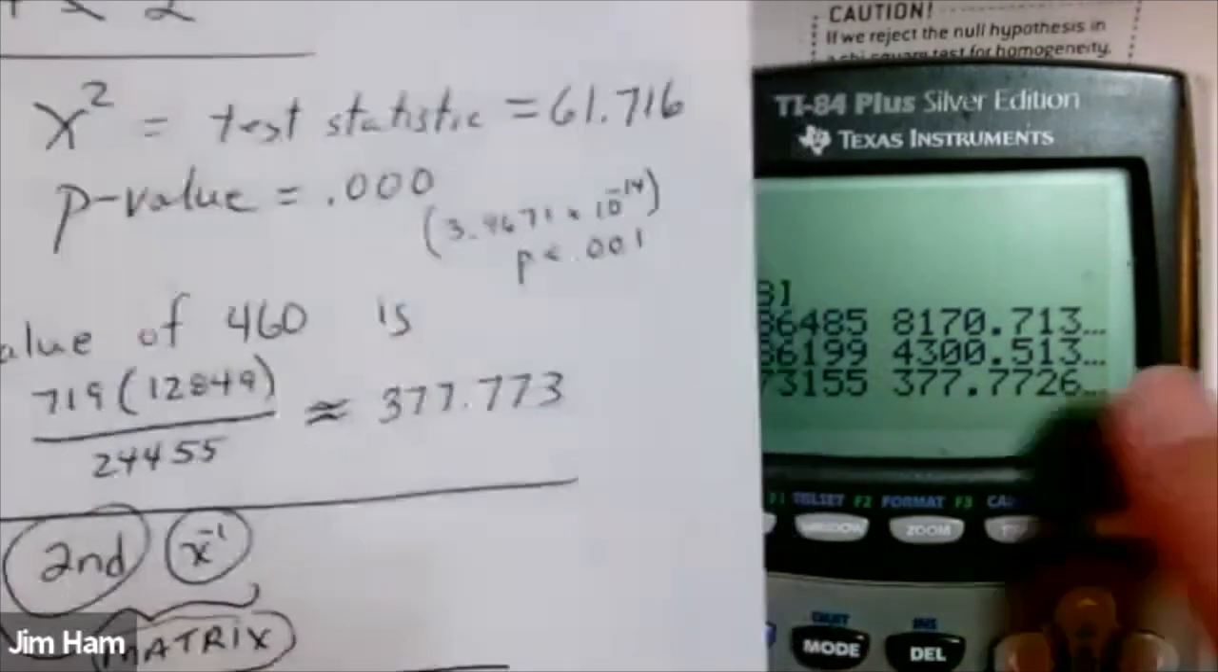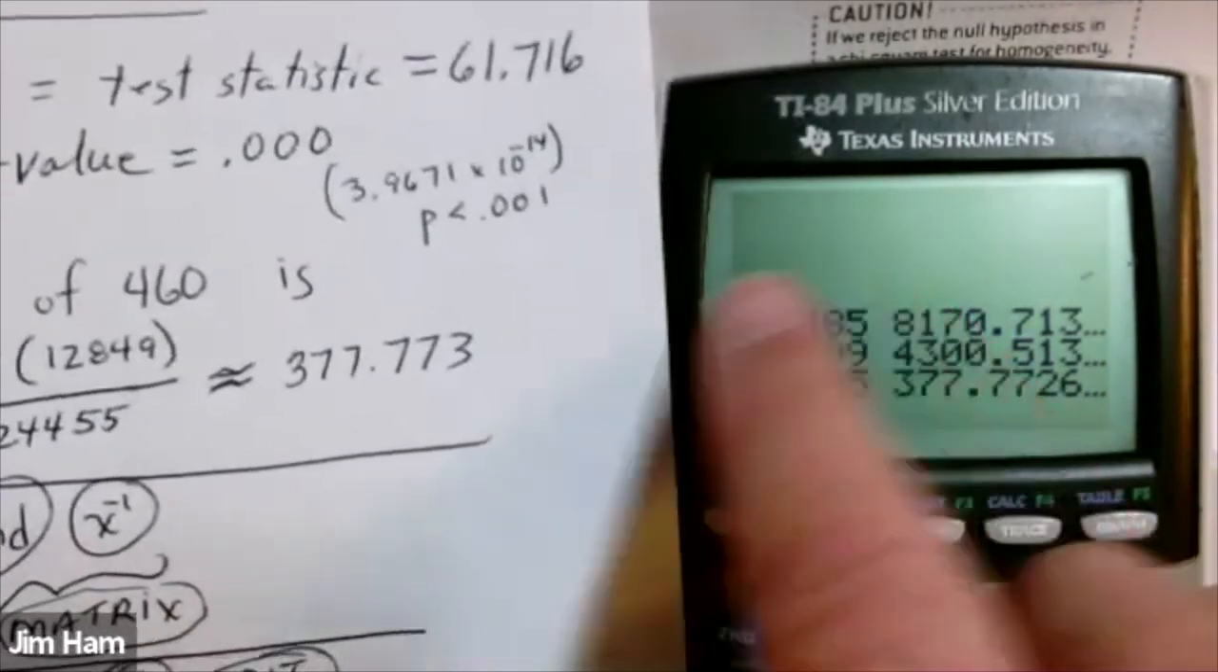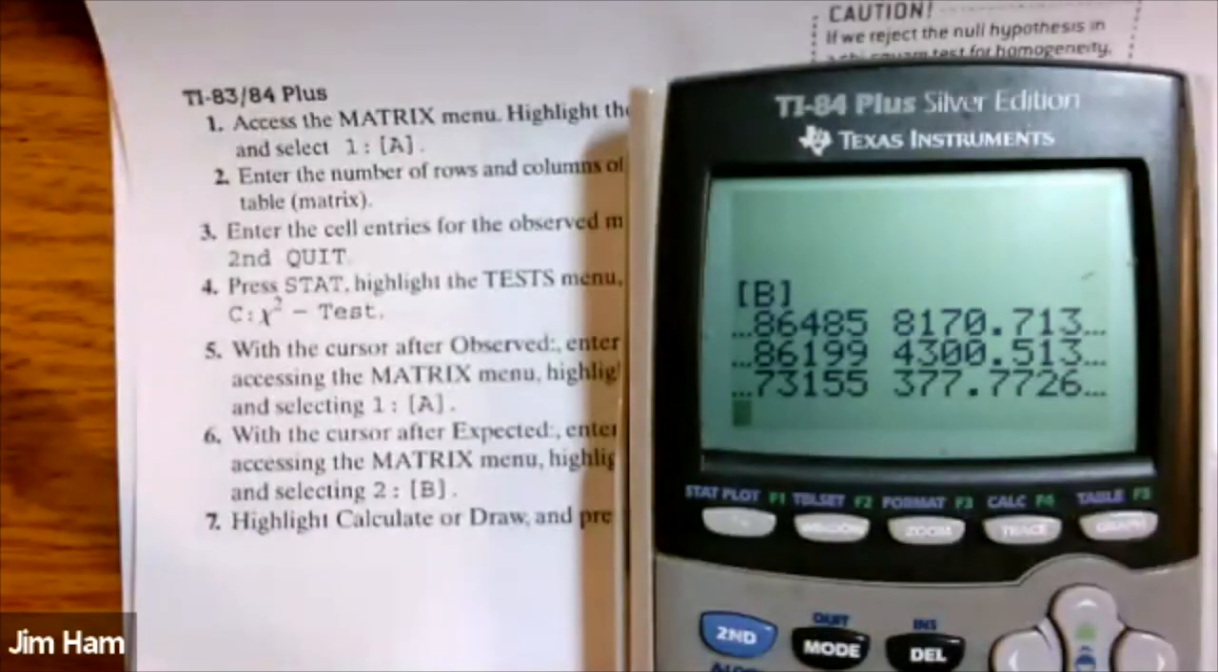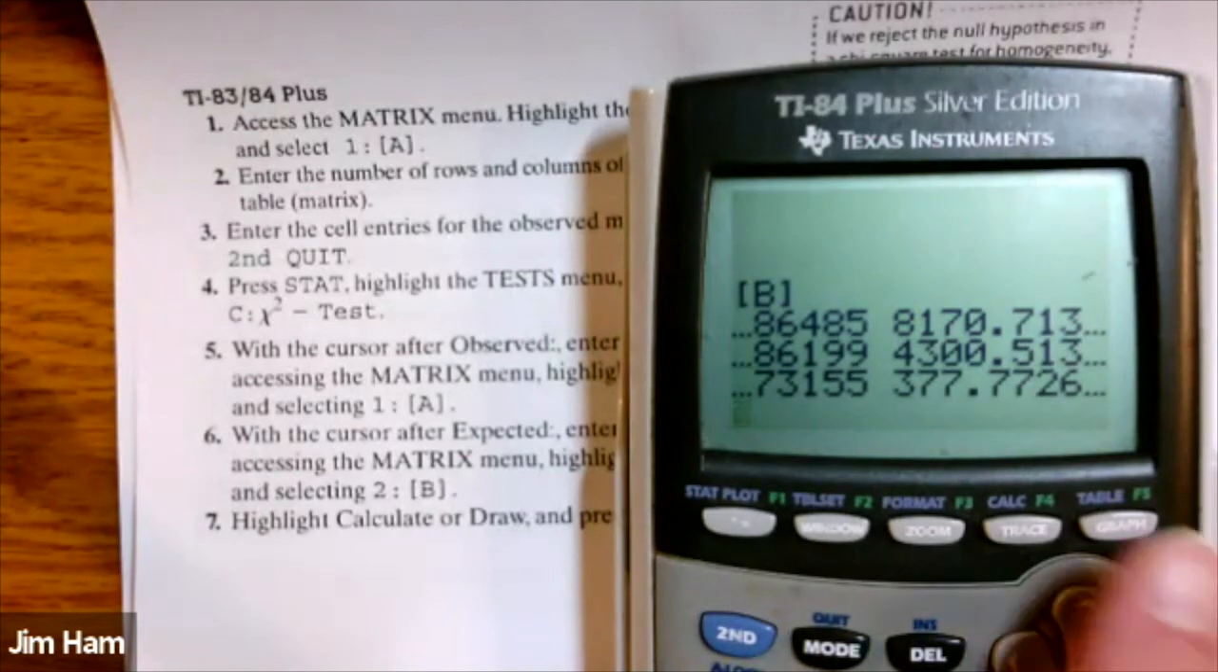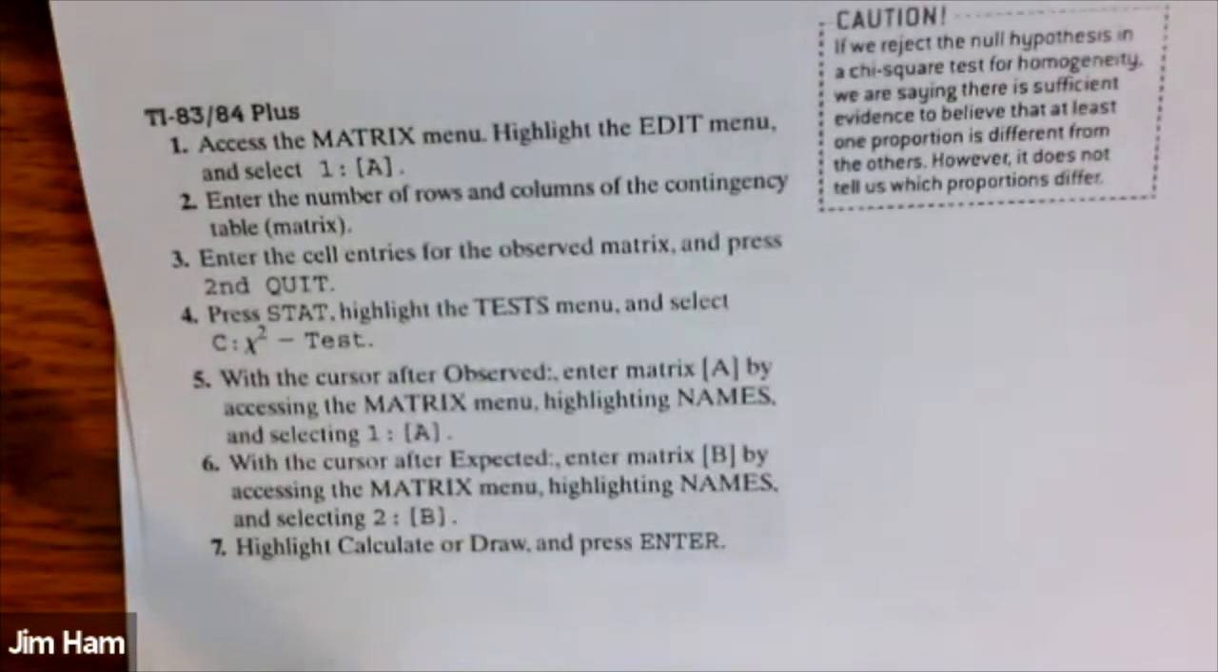377.77. Not only did it calculate that expected value, it calculated the other 5 expected values. So if you want to find expected values, and I'm sure in the homework they'll ask you to calculate just an expected value, then the quickest way to do that would be with your calculator.